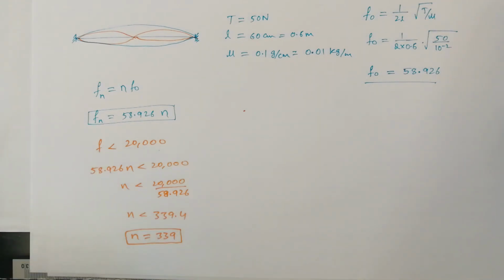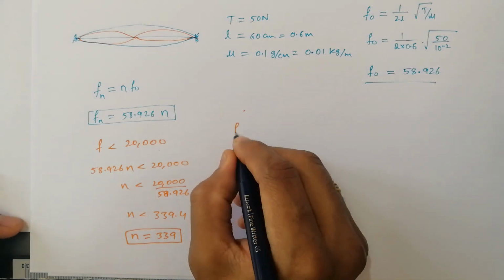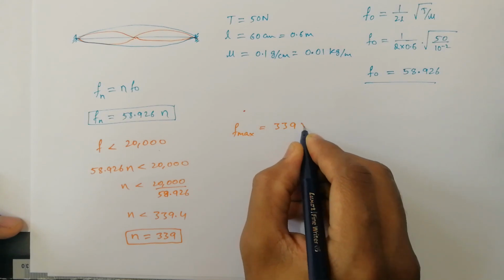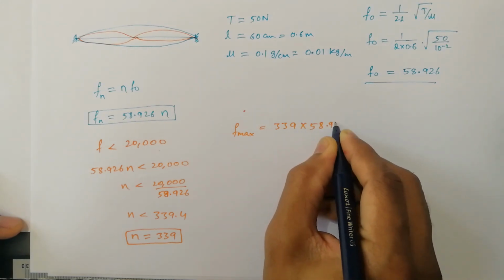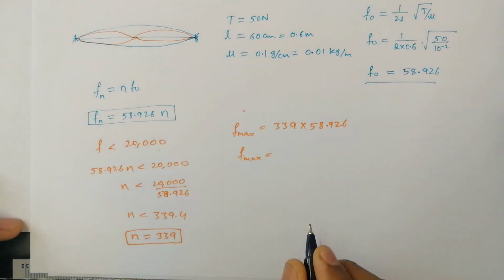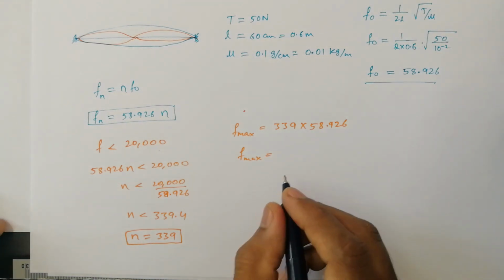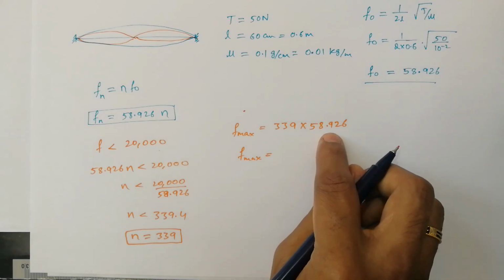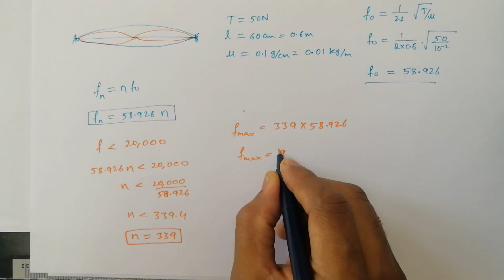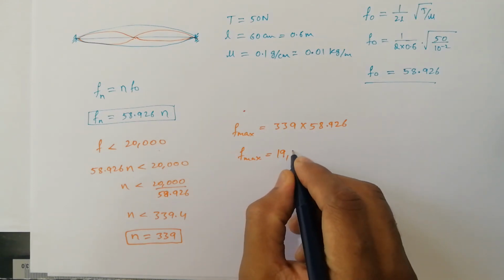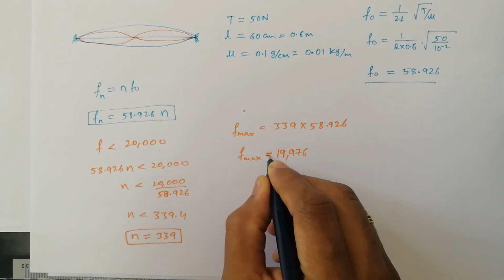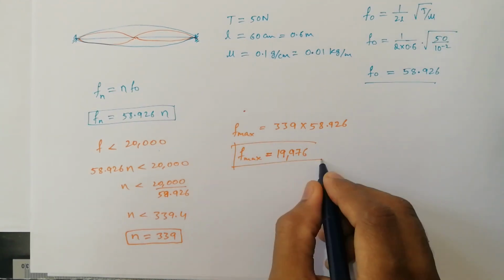Now let us calculate the maximum frequency which we can hear. F maximum will be 339 into 58.926. So the maximum frequency which can be heard is 339 into 58.926, and its value will be approximately 19,976. So this is how to solve the question.